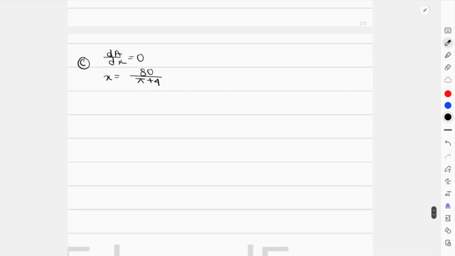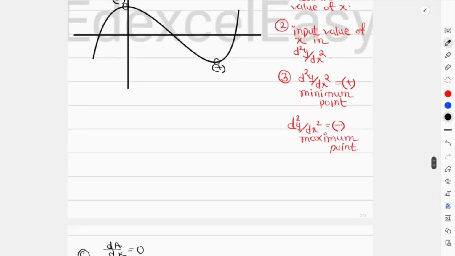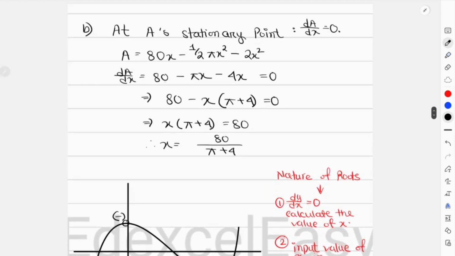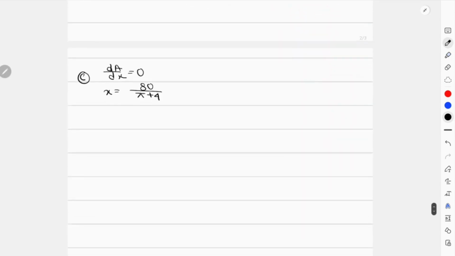In order to find out the nature, you have to first find out the expression for the double differentiation. Now what was the value for the normal differentiation you got? 80 minus pi x minus 4. d square y dx square, originally this equation was 80 minus pi x minus 4x, right? Obviously if you double differentiate it, 80 will vanish entirely from the equation, pi x will become negative pi, and negative 4x will just become negative 4.